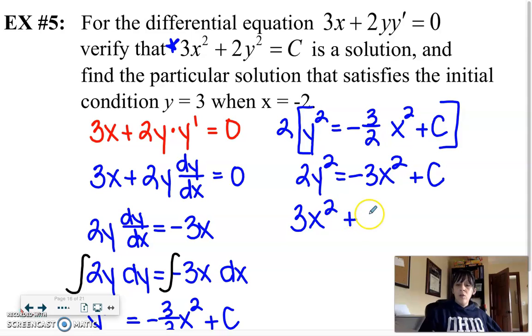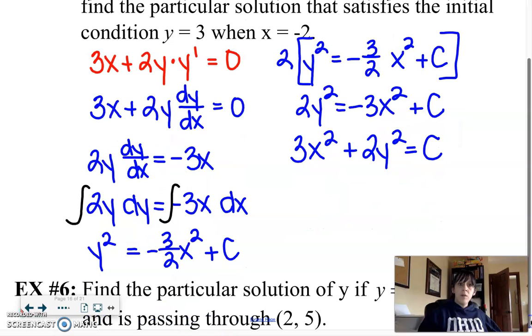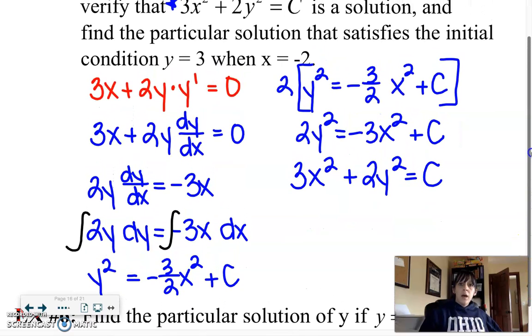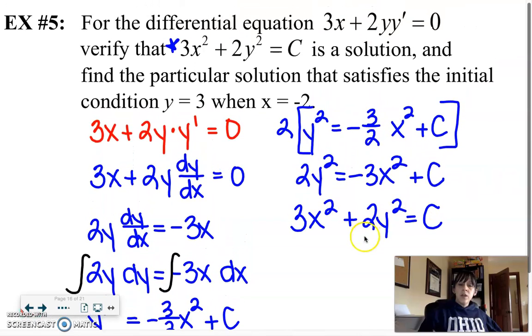As long as I add over the negative 3x squared, then I'm going to end up with something that looks like what was given in the original equation, okay? So I have verified that this is a solution. And then part 2 to that was find the particular solution that satisfies the initial condition when y is 3 and x is negative 2.